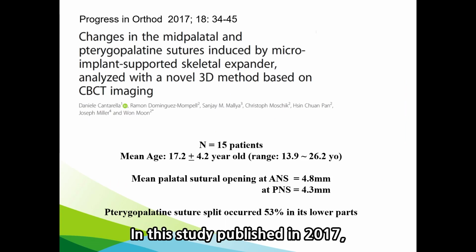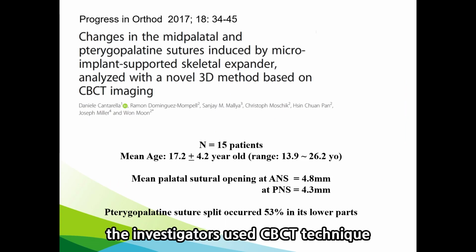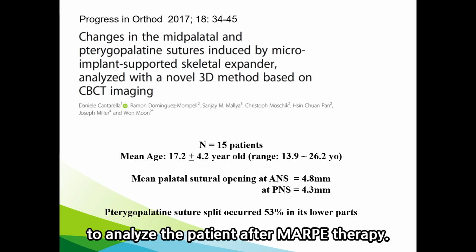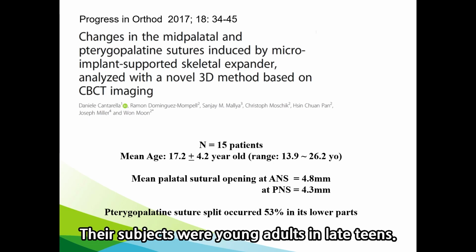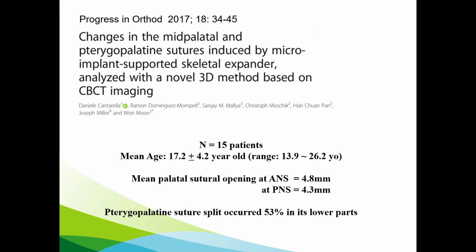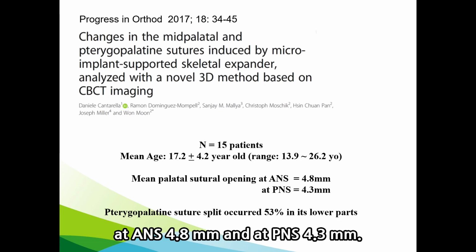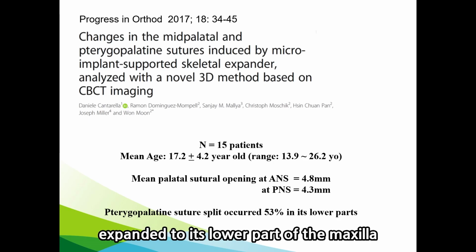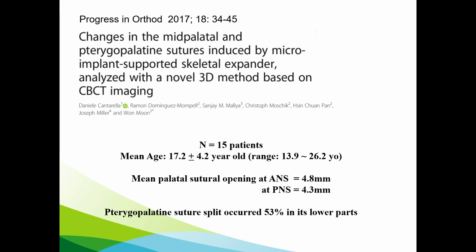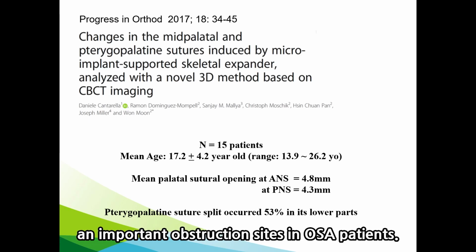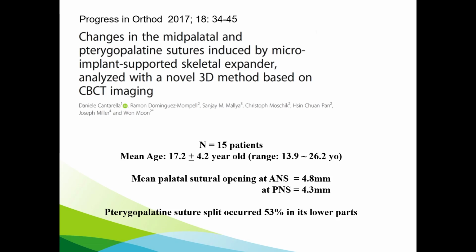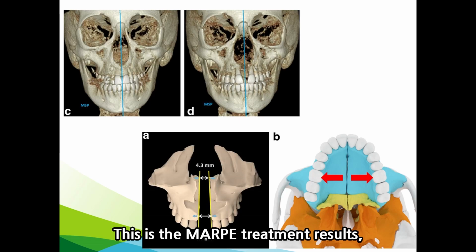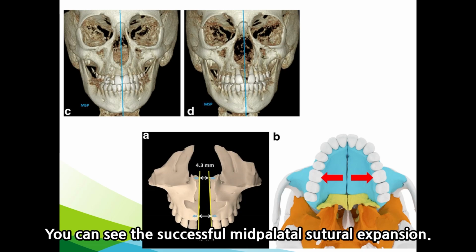In this study published in 2017, the investigators used CBCT technique to analyze the patients after MARPE therapy. Their subjects were young adults in their late teens, and they reported the mean palatal sutural opening was 4.8 millimeters at ANS and 4.3 millimeters at PNS. They also reported that the pterygopalatine sutural split extended to the lower part of the maxilla in 53% of the cases. It is meaningful to us because we already know that the lateral pharyngeal wall is an important obstruction site in OSA patients. This is the MARPE treatment result reported in the same study. You can see the successful mid-palatal sutural expansion.